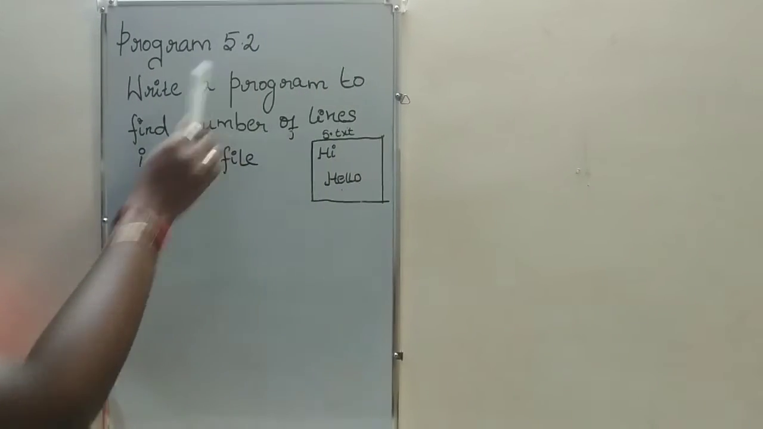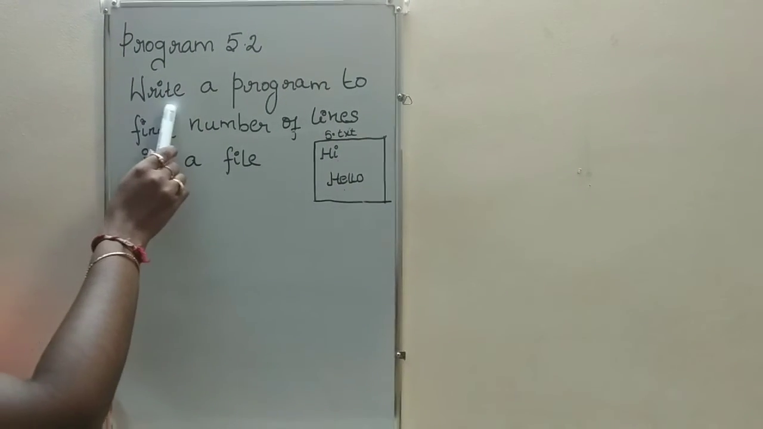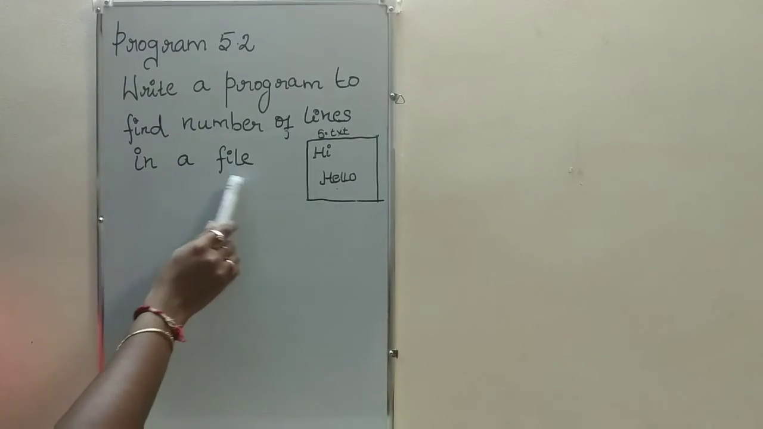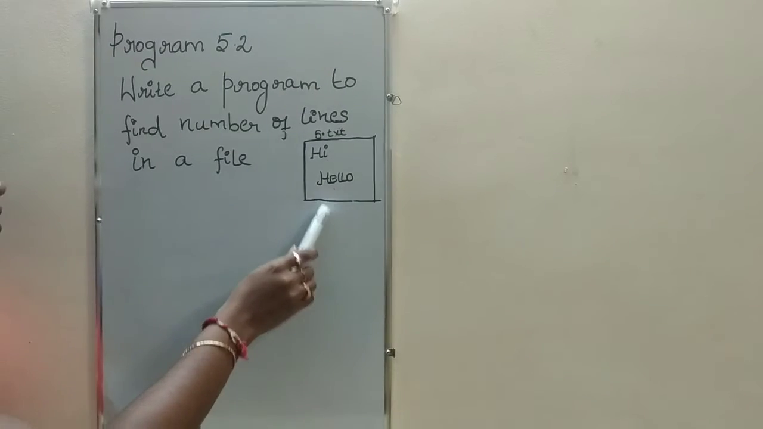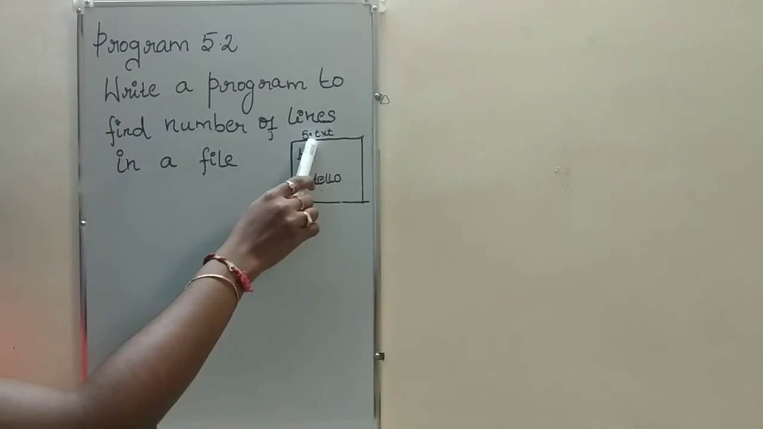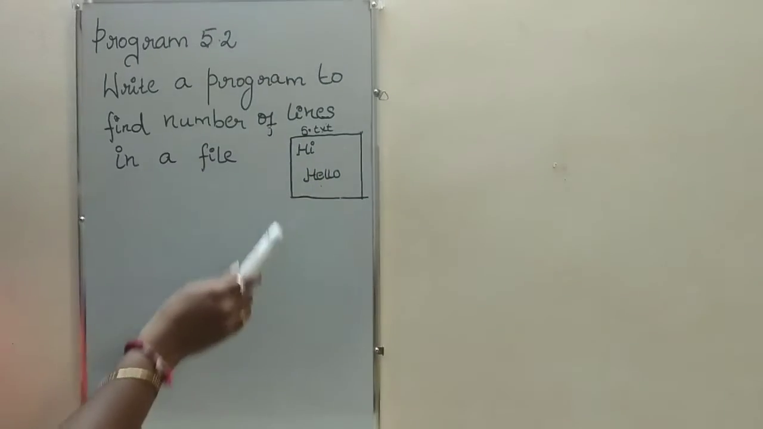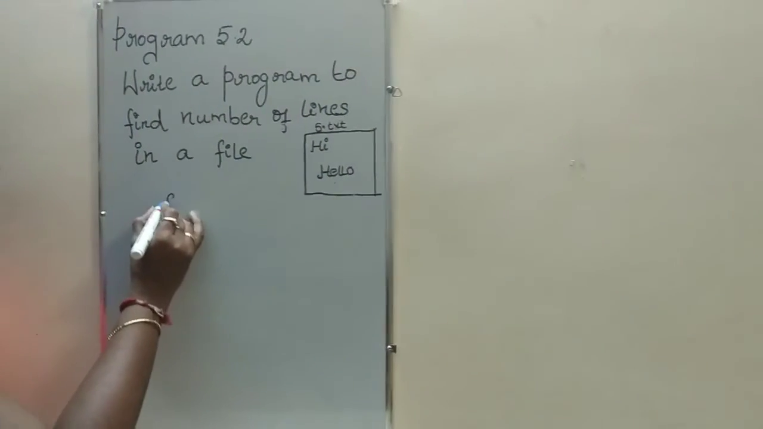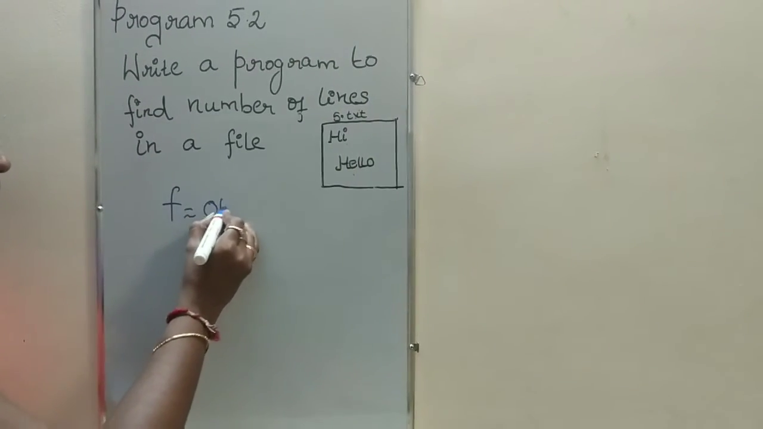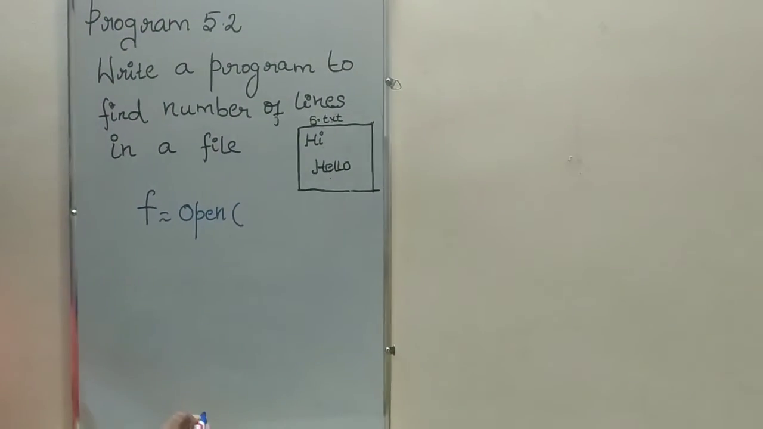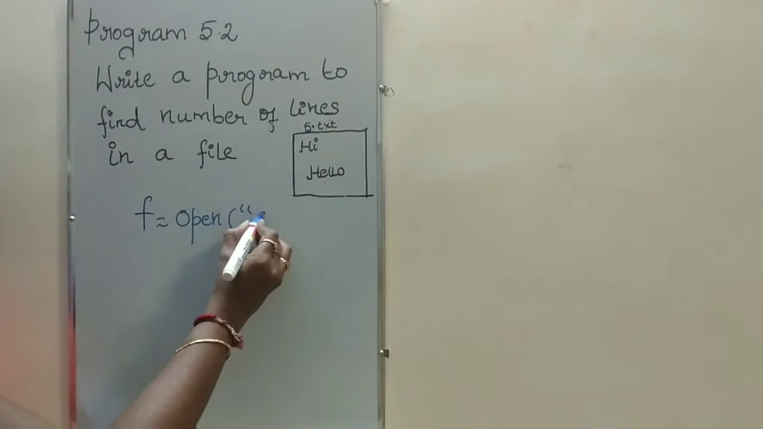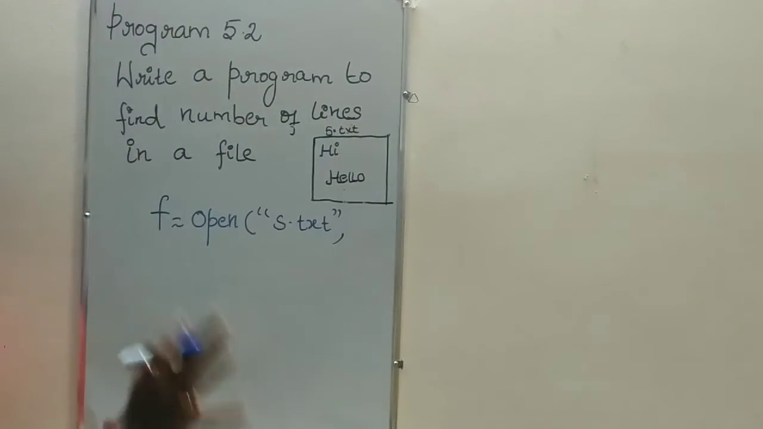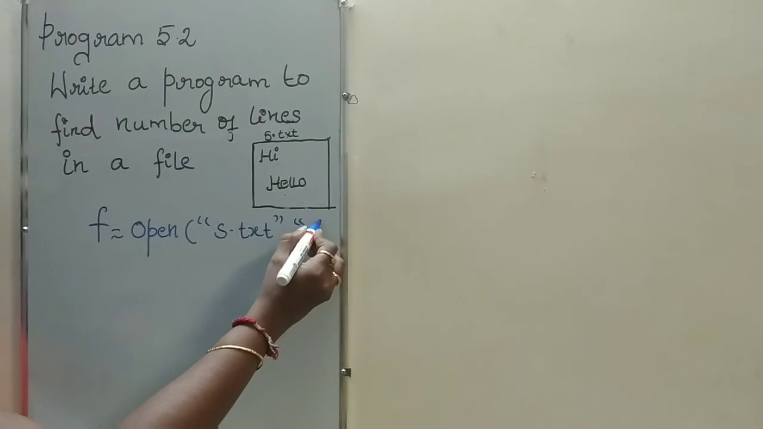Program 5.2. Read the question carefully. Write a program to find the number of lines in a file. So we are going to read how many lines are present inside this file. Totally 2. You have to print that value 2. First the file must be opened. F equal to open method will open that file. What is the name of the file? s.txt. It will be used for reading purpose. So write R here.